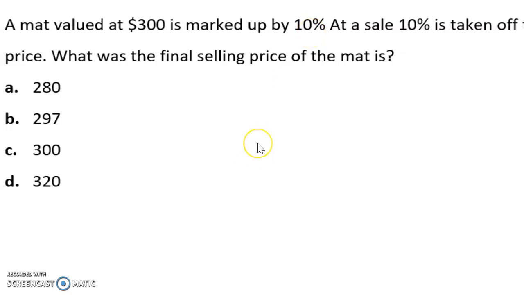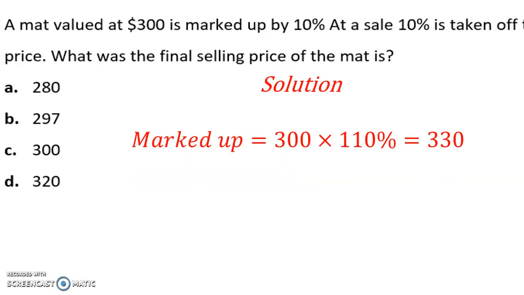After marking the price up, what would be the new value? So the marked-up price would be 300 times 110%, because since it's increased, we add 10% to 100%, which gives us 110%, and that just gives us 330. Now that's the markup price, 330.